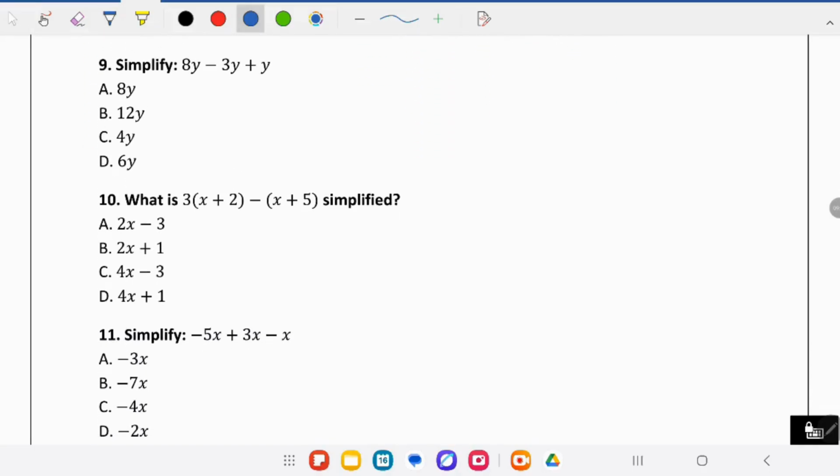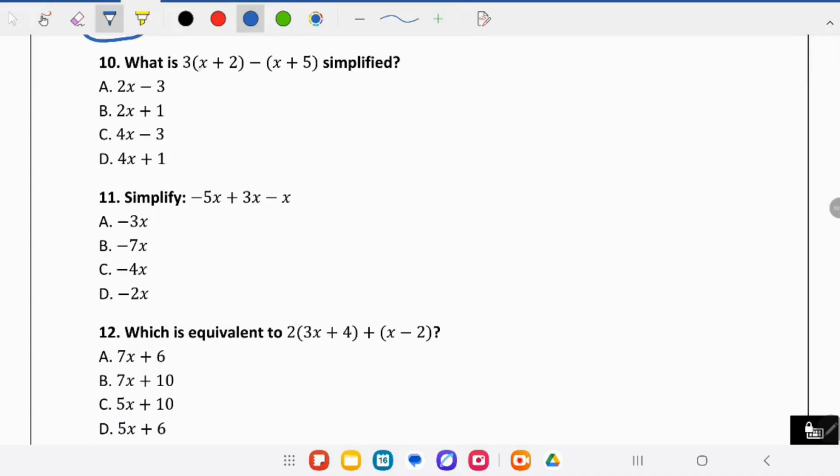My next question is 8y minus 3y plus y. These are like terms. So I'm going to simplify. 8 minus 3 is 5. 5y plus y. Over here there is invisible 1. I can write it. So 5y plus 1y is 6y. Doesn't matter if we don't write. It is understood that before every letter, if there is no coefficient, there is always 1. So 5y plus 1y is 6y. Option D. This is my answer.